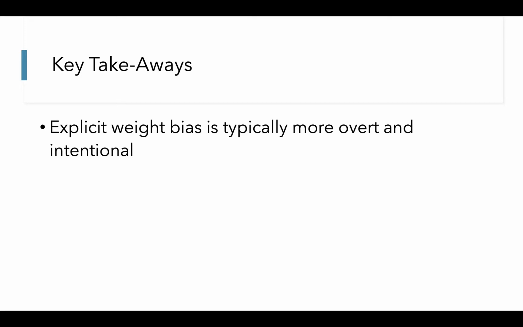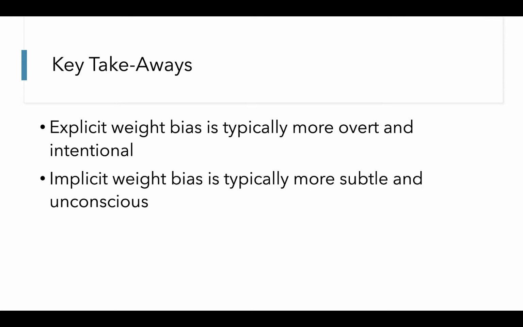We can distinguish between explicit and implicit weight bias. Explicit weight bias is typically easier to see and notice. It's more overt and intentional. These are weight biases that individuals are willing to report and clearly show in their actions and reactions towards individuals with larger bodies. Implicit weight biases are typically more subtle and unconscious. They reflect our reactions to individuals with larger body sizes that influence how we act around and treat these individuals, and they may be reactions that we're not even aware of.